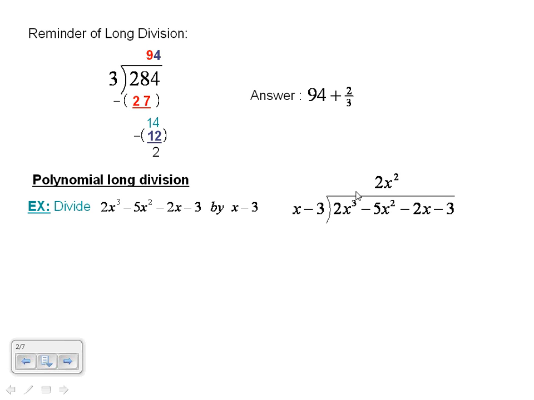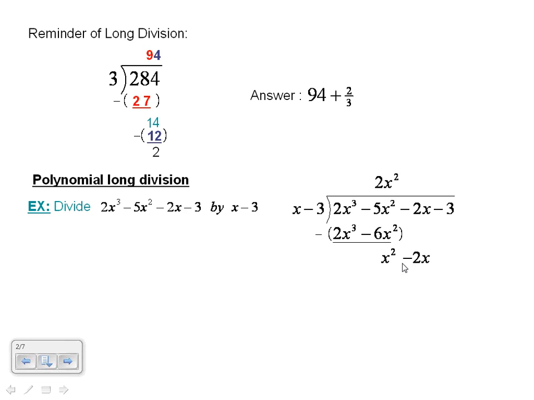And now I'm going to multiply 2x squared times x minus 3, and I'm going to distribute properly and get 2x cubed minus 6x squared. Again, I'm going to subtract down. And when I do that, I'm going to be careful about the signs. This is negative 5x squared minus negative 6x squared. When I subtract down, I get positive 1x squared. And then I do the same thing that I did up here with the 284. I'm going to bring down the next term. I'm going to bring down the minus 2x.